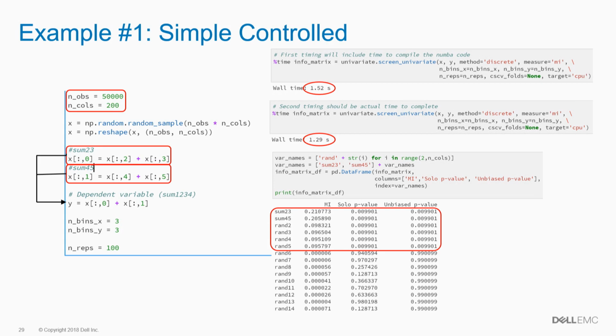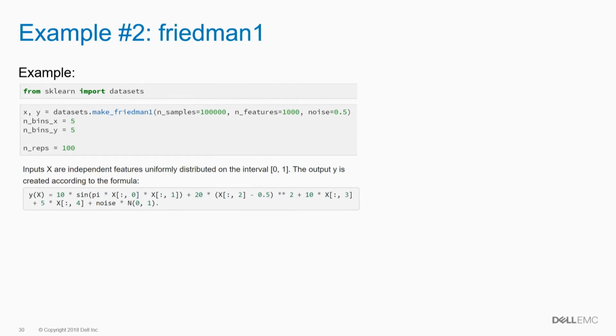Okay, example 2. We'll go to the Friedman data set. This is a synthetic data set that's used quite frequently for modeling and feature evaluation. If you're not familiar with it, it's in scikit-learn, and the formula for it is there. Again, if we look at which of those variables should show up as being relevant, we're looking at 0, 1, 2, 3, and 4, so the top 5 should show up as being relevant.